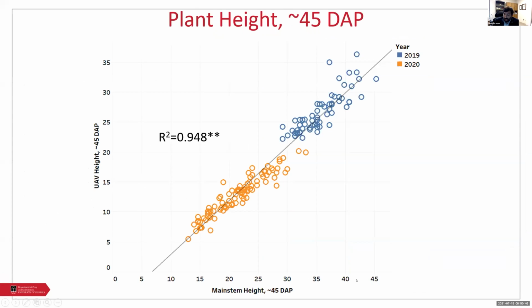So I'll have a few graphs set up similarly to this one. On the x-axis, we have either the manual measurement or the visual rating, and then on the y-axis, we have the UAV-based estimation for comparison. So this is plant height collected at around 45 days after planting, main stem height on the x-axis, the UAV canopy height on the y-axis, and we have a very high R-squared value of 0.95 across 2 years of data.